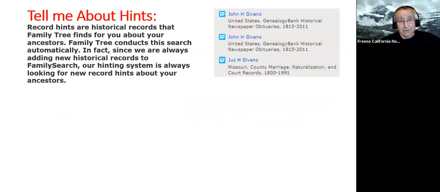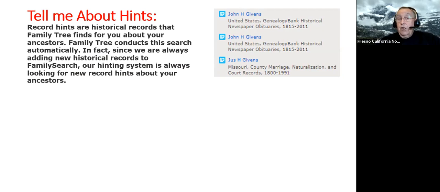So let's talk about the hints. They're hints from the historical records that are on FamilySearch under historical records. And Family Tree searches for these for you automatically and provides them to your relatives, your ancestors, your cousins, as they find them. And the hinting system comes into play as soon as you get a person added into Tree. They don't show up immediately, but they will show up shortly thereafter.